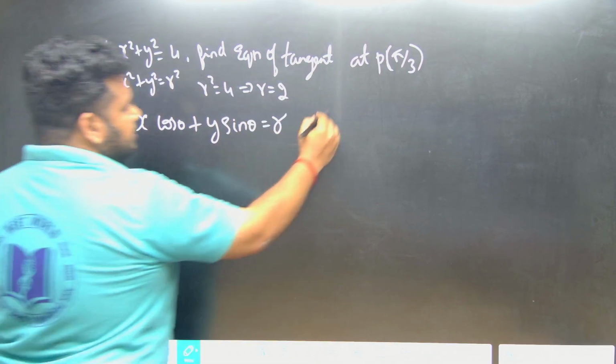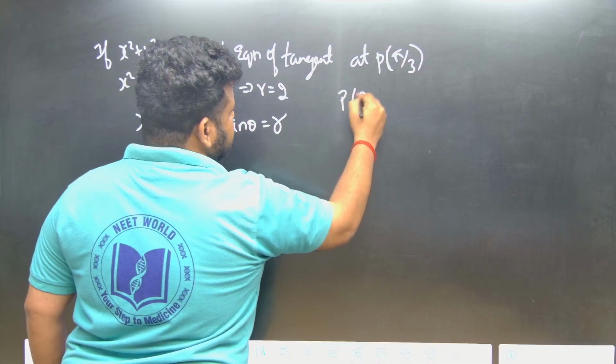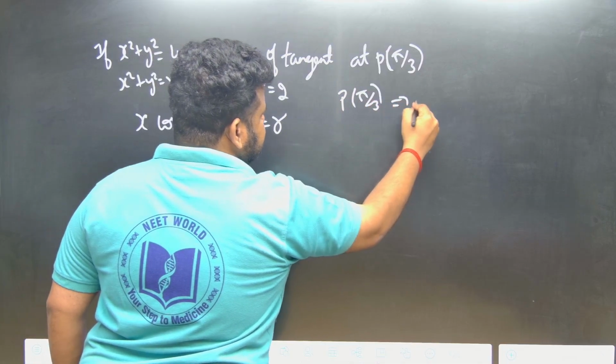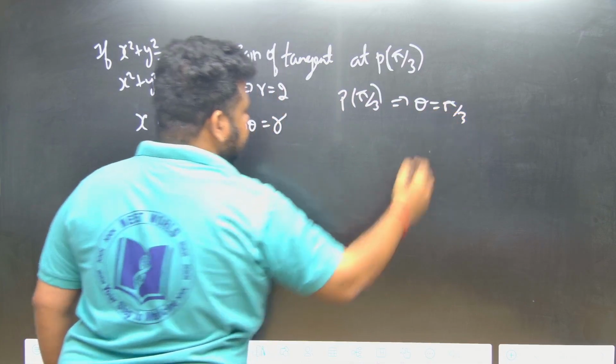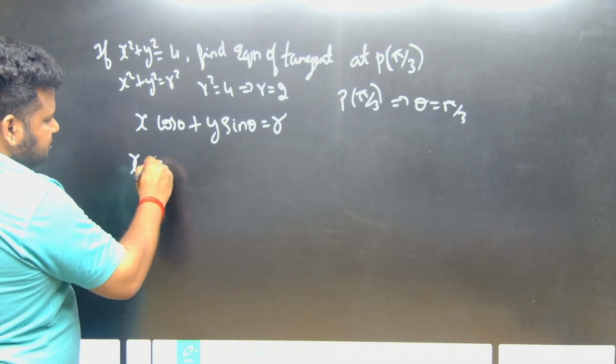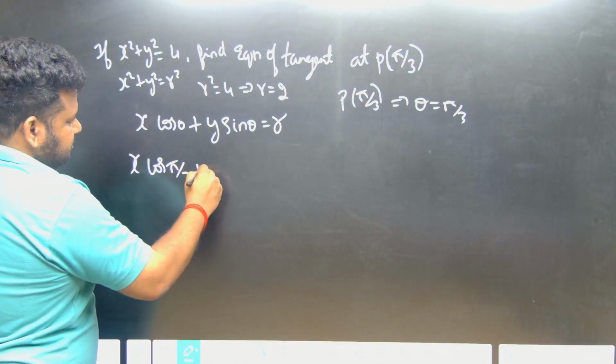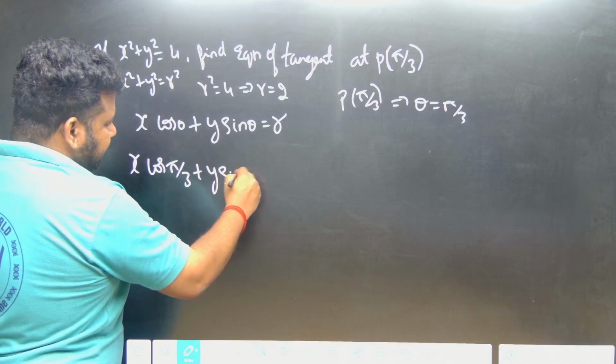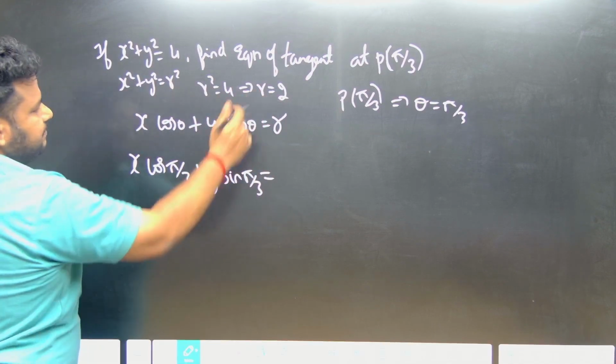Here it is given P of pi by 3. P of pi by 3 means that is P of theta, that implies theta is equal to pi by 3. Just put the value of theta here. This will become x into cos pi by 3 plus y into sin pi by 3 is equal to r. R is nothing but 2.